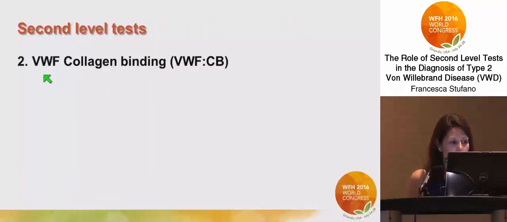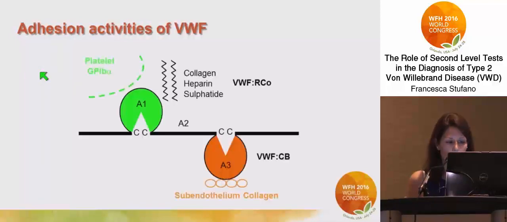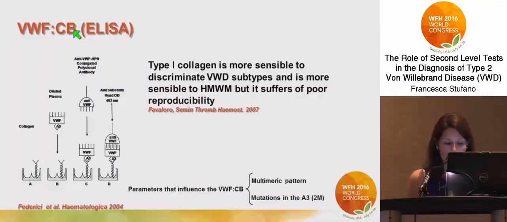Another important second level test is the von Willebrand factor collagen binding assay. Here we can see the A3 domain involved in the subendothelium collagen binding. With von Willebrand factor collagen binding, we can measure the activity of this protein. Von Willebrand factor collagen binding can be measured by an ELISA test.